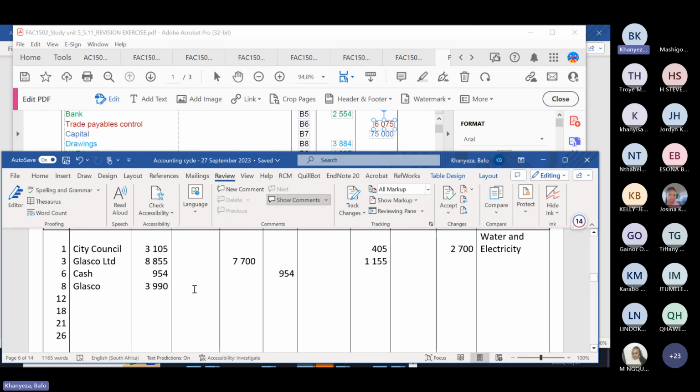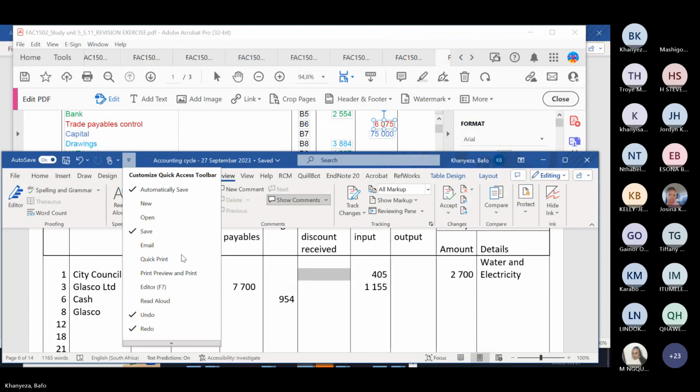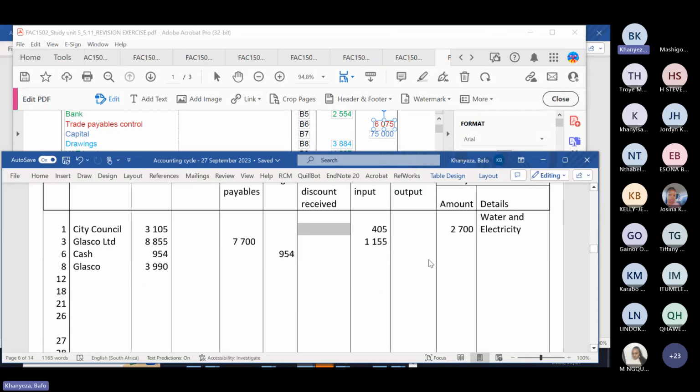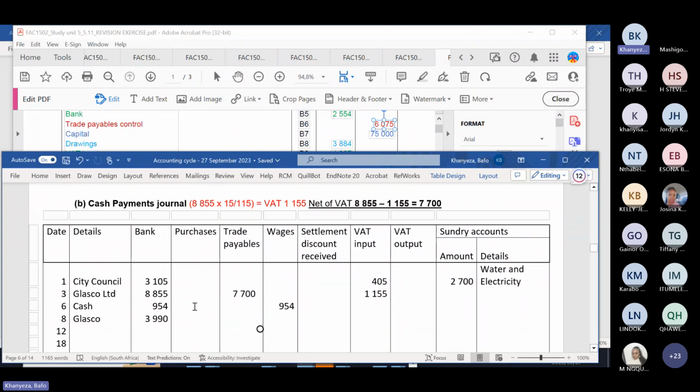So let's start dealing with Glasgow. And then now, so how much? I want to reduce this thing. Oh yeah, I've managed to reduce it. You see, now, because I wanted more space. So these are the opening balances that are being paid. 3,990. The trade payables, okay, let's start with the settlement discount.